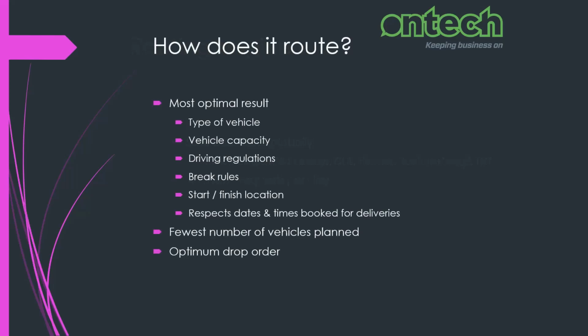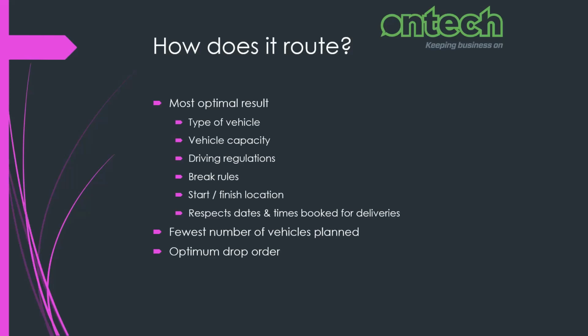The way it works is by attempting many different plans and combinations until the most optimal route is found. To do this, it needs to know the type of vehicle the driver is using for average speeds, weight, height and speed restrictions, the loading capacity of the vehicle, the driving regulations for driving in the area, the driver's break rules, and where the vehicle needs to start and finish, if depot or his home address. It also has to respect the dates and times booked for certain deliveries, and it's trying to do all of that with the fewest number of vehicles required, with the deliveries planned in the optimum drop order to ensure that deliveries are made on time.